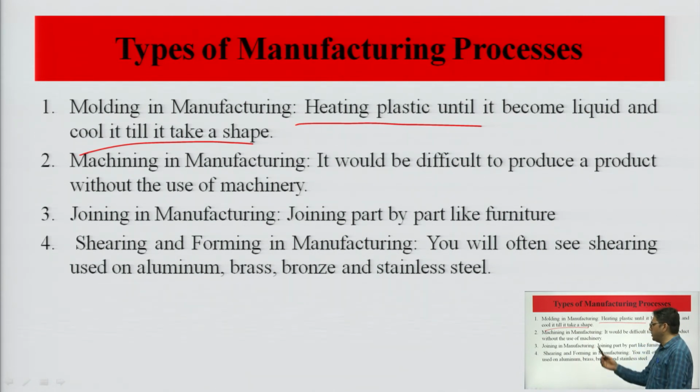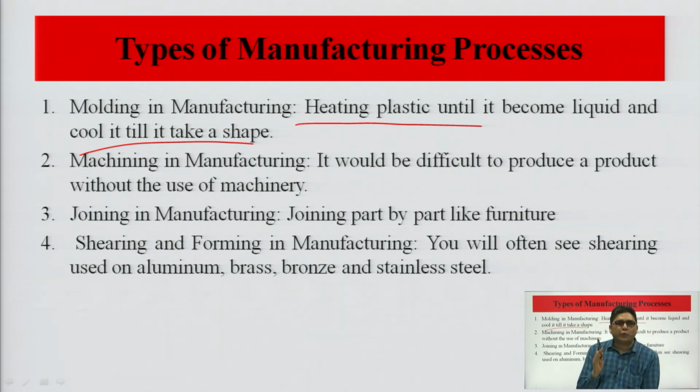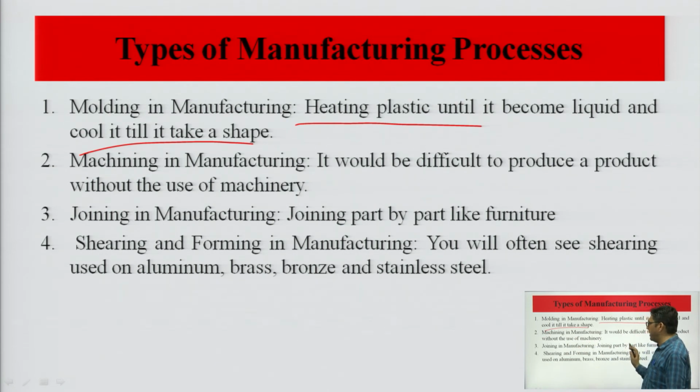Next, it is machining in manufacturing. It would be difficult in manufacturing to produce a particular good without the use of machinery. So, we use multiple machinery. You use a machine to remove something, to give a shape, or to mark something. So, in the manufacturing process, when we use several machines for cutting, for shaping, for designing, it is called machining in manufacturing.